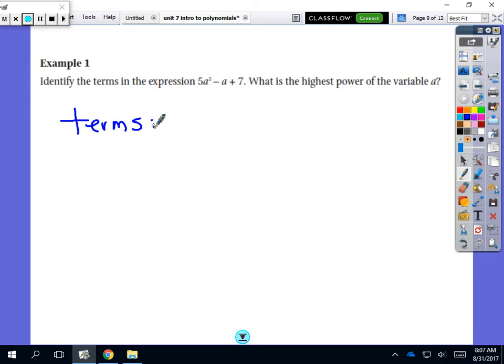Okay, so the terms in this expression, first of all, there are 3 terms. They're going to be 5a squared, negative a, and 7. What is the highest power, or the degree? Well, the powers are 2, 1, and 0, so the highest power is 2.